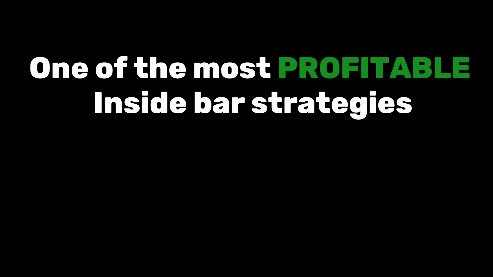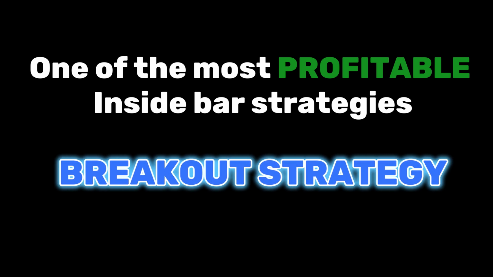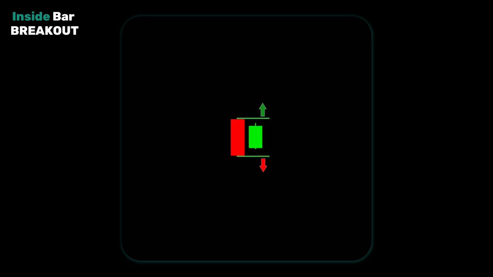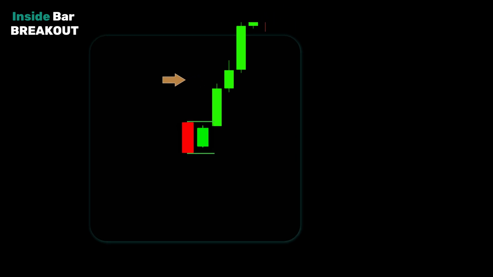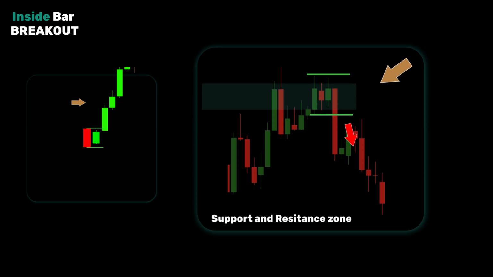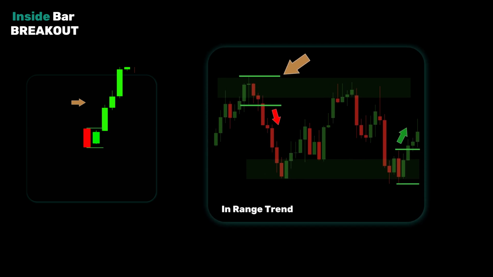One of the most profitable inside bar strategies is the breakout strategy. The breakout strategy happens when price breaks above or below the mother bar candle of the inside bar. What makes it so powerful is the strong trend that happens after the breakout. It usually happens in the middle of a trend, in support and resistance zones, and at ranging market turning points. Here is the correct way to trade it.